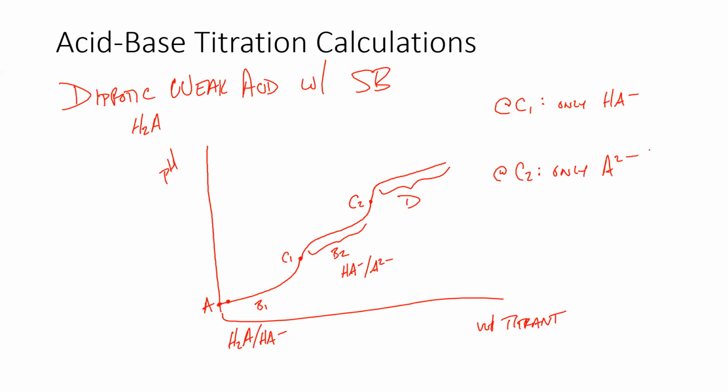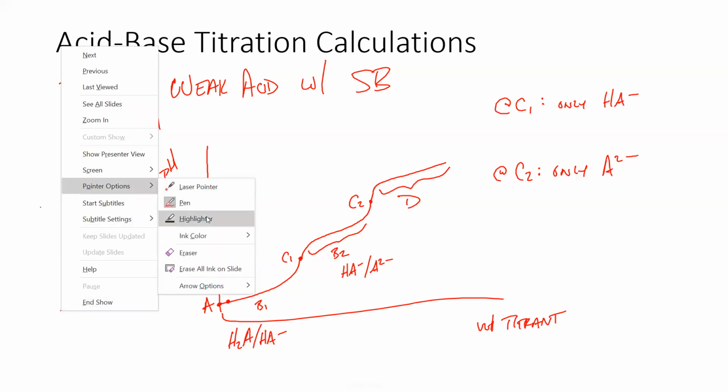A2 minus is easy to deal with. It's a weak base only. We can use Kb and solve it just like we solved point C in the previous slide. When we have HA minus, though, it's equally as likely to pull a proton off of water and go back to H2A as it is to give a proton to water and go to A2 minus. It can get torn either way. We have a term for that, if you recall. We call it amphiprotic.